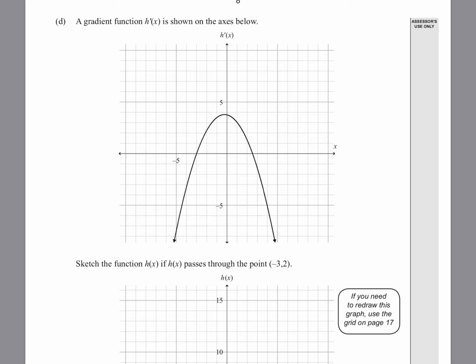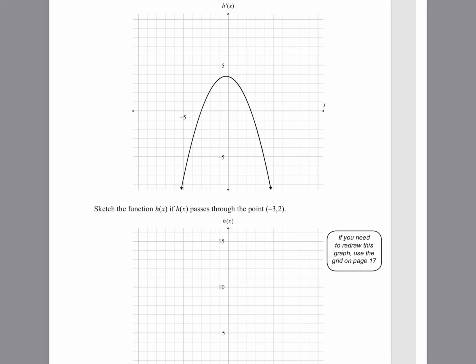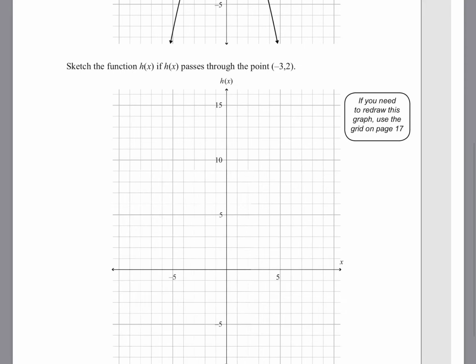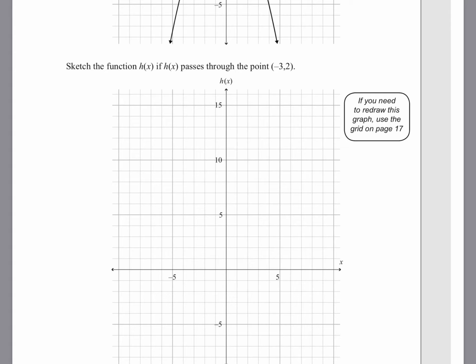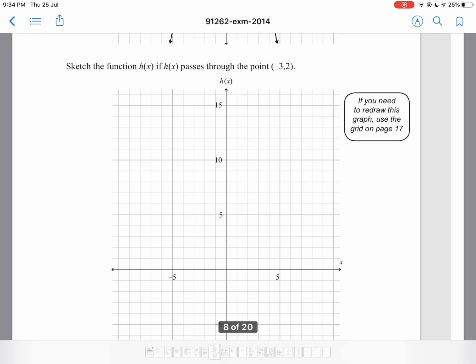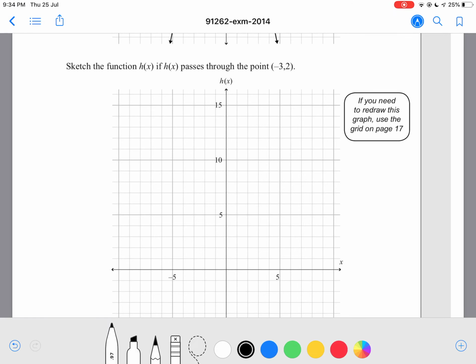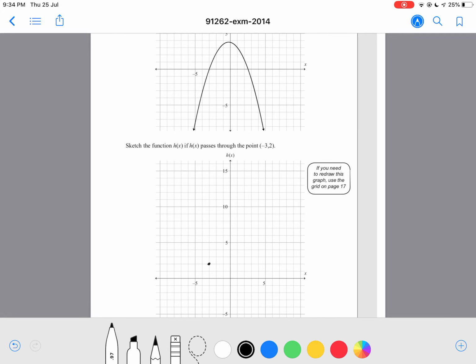Alright. A gradient function h dash of x is shown on the axis below. Sketch the function h of x if h of x passes through the point (-3, 2). First thing to do in these questions, mark the point that it needs to pass through. So (-3, 2). It needs to pass through this point. Always mark the point that it needs to pass through.